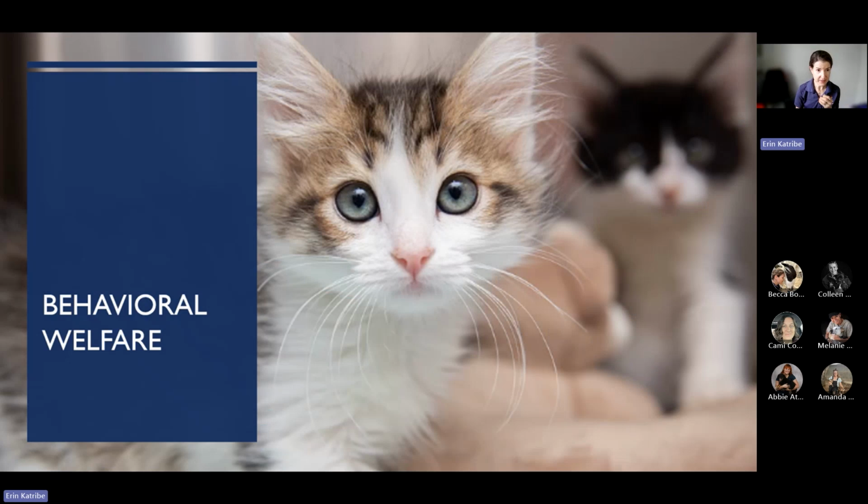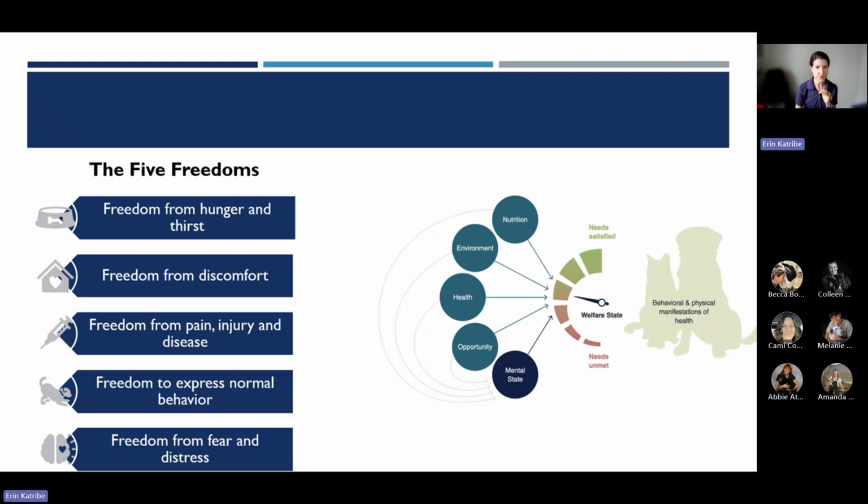Okay, very, very quickly, we're just going to briefly touch on behavioral welfare in the shelter. And I want to introduce you to the 5 freedoms. This was a model looking at the welfare of animals. We have made the shift from the 5 freedoms that you see here to the 5 domains. The 5 freedoms, for the most part, are freedom from negative things, like freedom from hunger and thirst, freedom from discomfort, pain, injury, and disease, and from fear and distress.